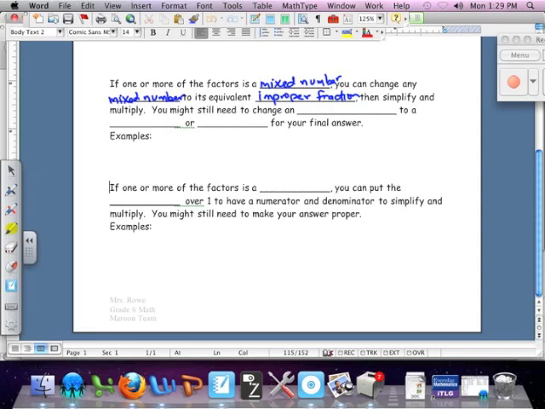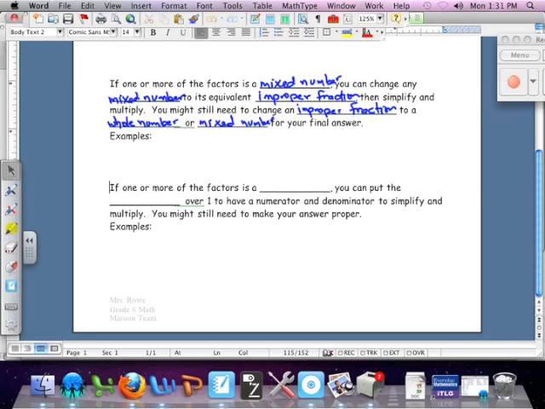You might still, at the end, even though you simplified beforehand, you might still not have a final answer because you might need to change an improper fraction to a whole number or a mixed number. We didn't need to talk about that before, because if I'm taking a fraction of a fraction, my answer is going to be a smaller fraction. But if I'm taking a fraction of a mixed number, or a mixed number amount of mixed numbers, then I might have something that's bigger than 1.